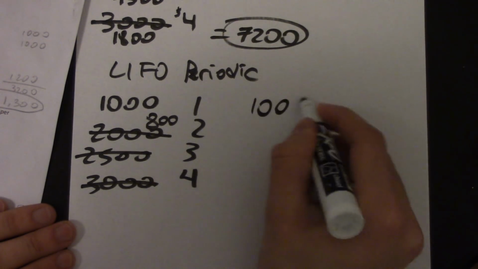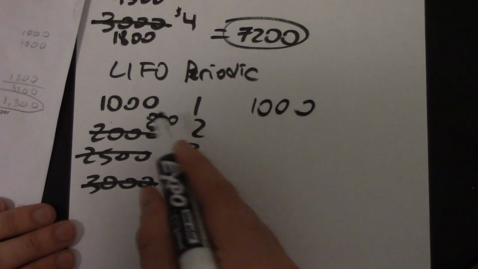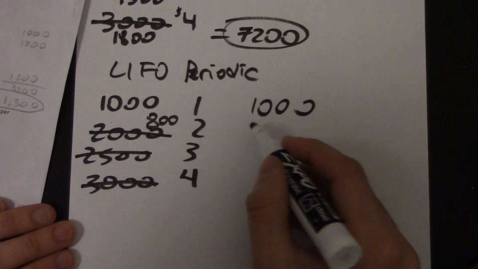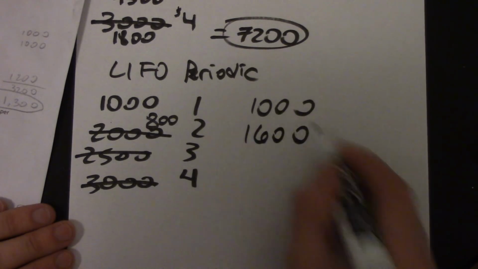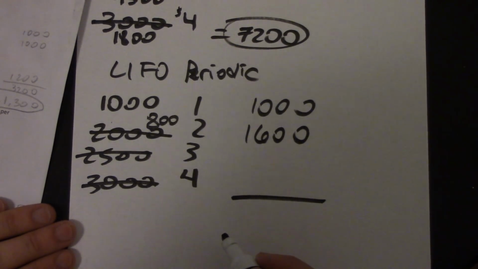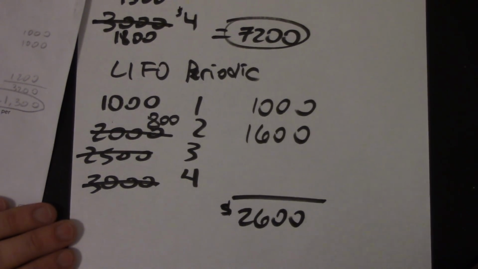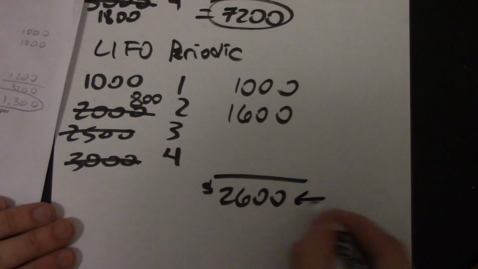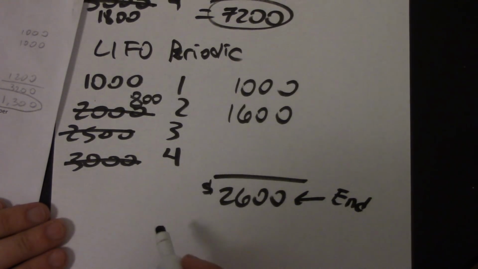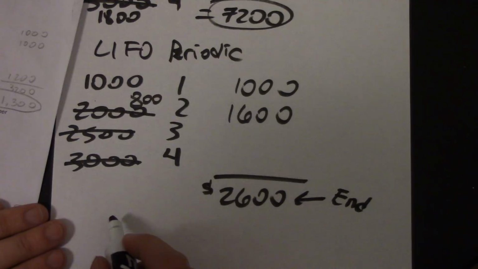So if I multiply across, 1,000 times 1 is 1,000, 800 times 2 is 1,600, leaving me with $2,600 in ending inventory. So that's my ending inventory. I'm going to plug that back into the equation to figure out our cost of goods sold.